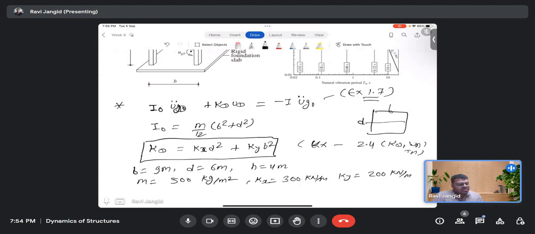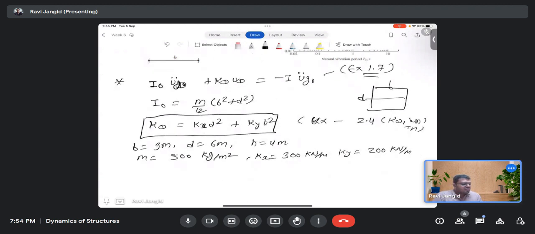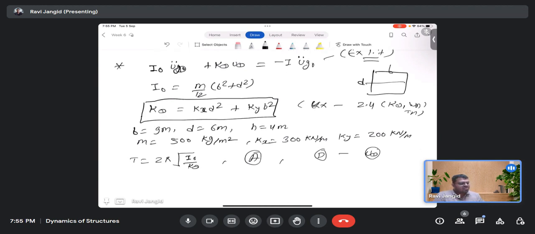Okay, so we need to first find out the k theta and I naught, so that we can find out the time period, 2 pi root of I naught by k theta. That is our time period. Corresponding to that, we can find out A. Corresponding to that, we can find out our displacement, and then everything will go into u theta. After finding out the u theta, we can solve it fully. So let us go one by one.